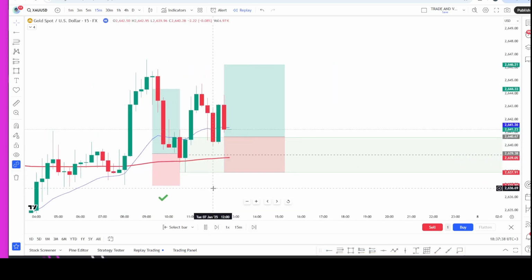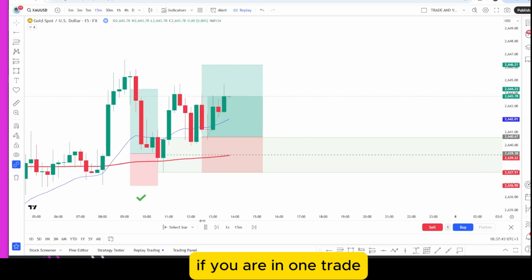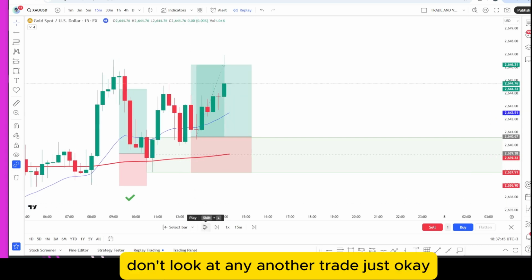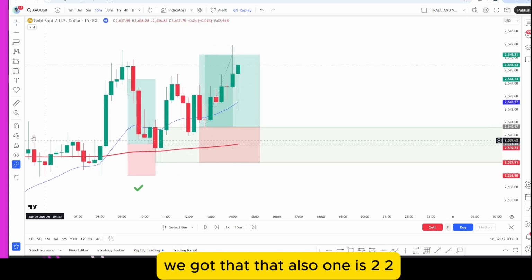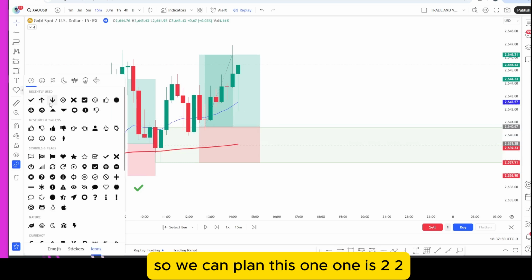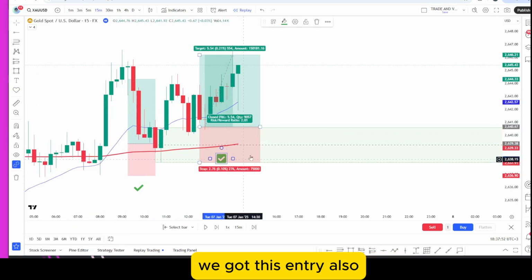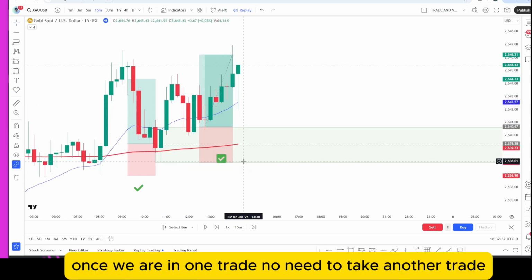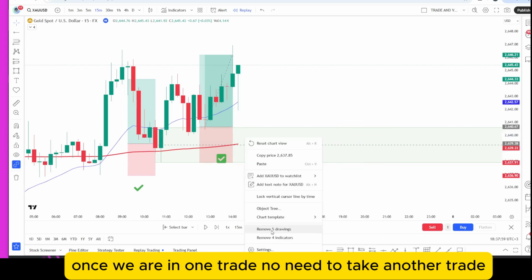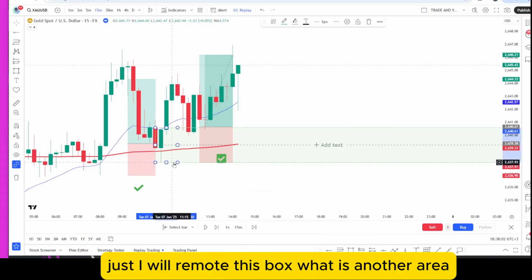We got the entry. Yes, if we are in one trade, don't look at any other trade. Okay, we got that also, 1:2. So we can plan this one 1:2. We got this entry also. Once we are in one trade, there is no need to take another trade. Okay, I will just remove this box.